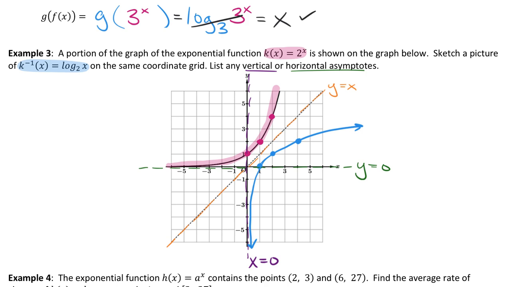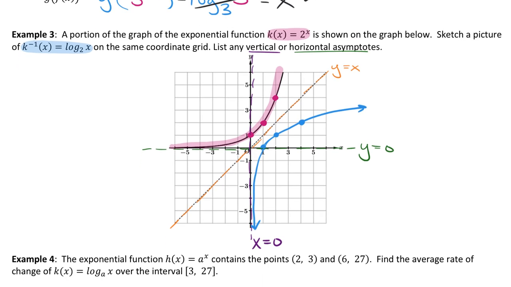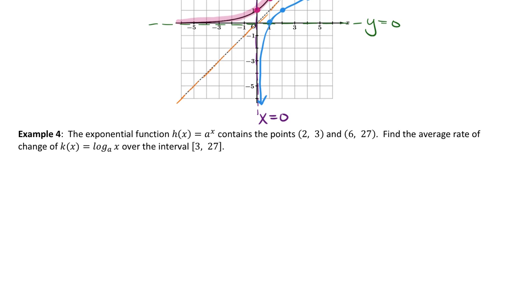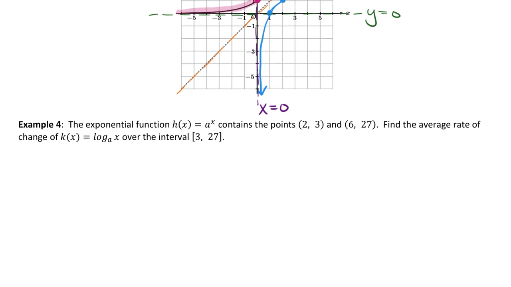Again, utilizing the idea of inverse functions, we could take it a step further and bring back your favorite formula from my class. Example 4 says an exponential function h of x equal to a to the x, that's an exponential, contains the points (2, 3) and (6, 27). Find the average rate of change of k of x equal to log base a of x over the interval from 3 to 27.